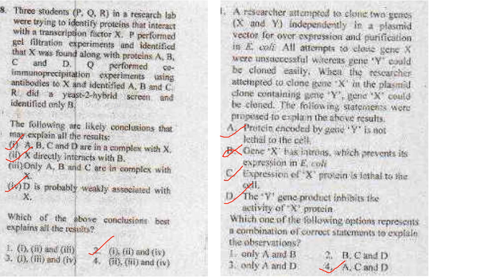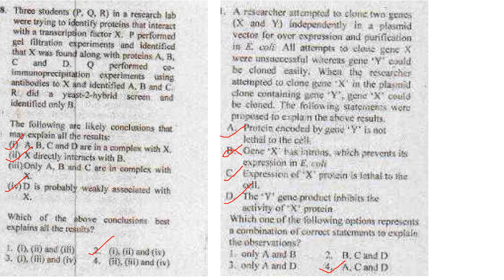Then next one. 3 students, P, Q, R, in a research lab were trying to identify proteins that interact with the transcription factor X. P performed gel filtration experiments and identified that X was found along with proteins A, B, C, D. Q performed co-immunoprecipitation experiments using antibodies to X and identified A, B, C. R did a yeast 2 hybrid screen and identified only B.